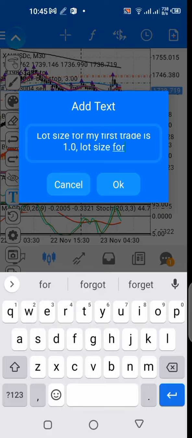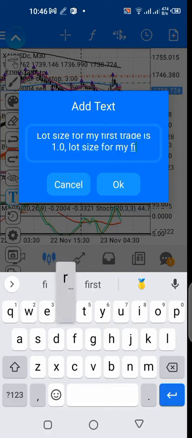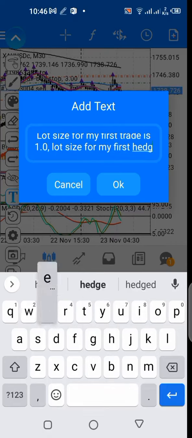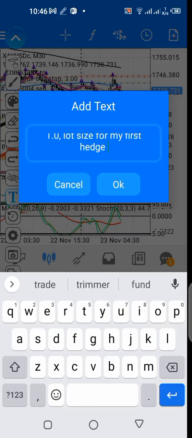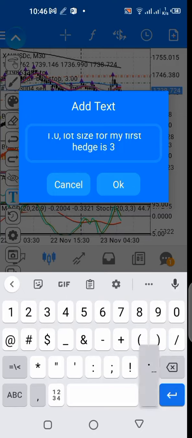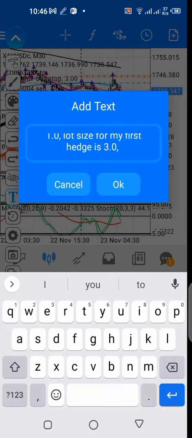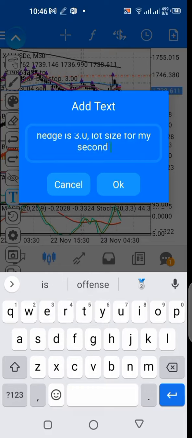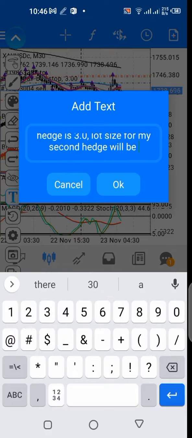So for this particular trade, the first running trade, which is a sell trade, the lot size is 1.0 lot. On my first edge trade, which is a buy stop, the lot size is 3.0 lot. That's multiplied by 3. So if price does not go down, does not slide and eat my TP for my sell trade, it will go up and trigger my buy stop. Now I will have 2 running trades. So I will need another edge trade and the lot size will be 8.0.